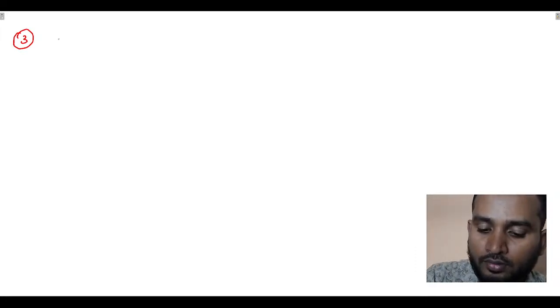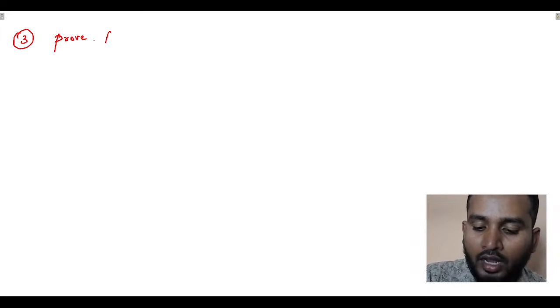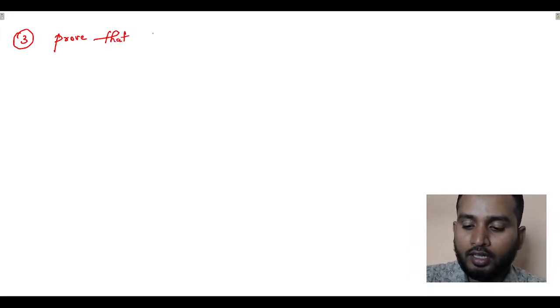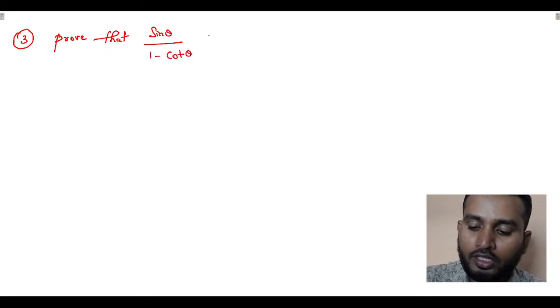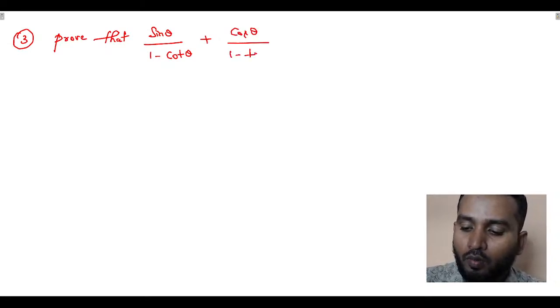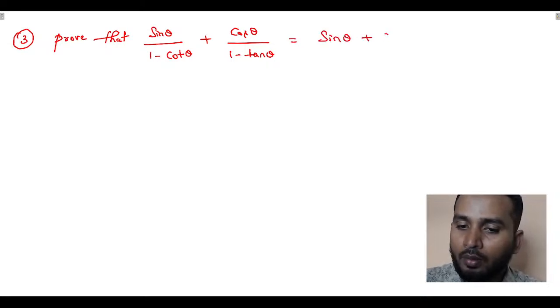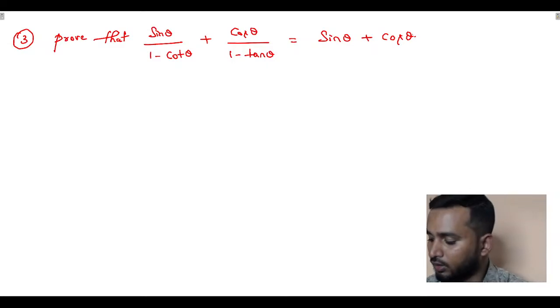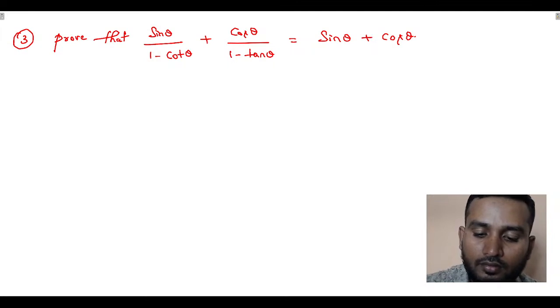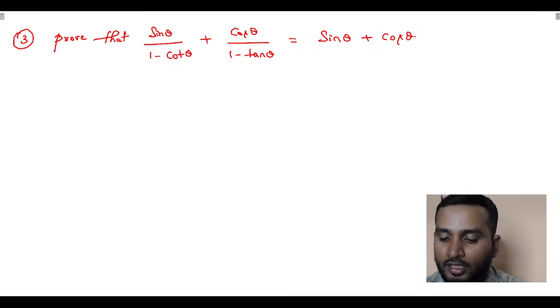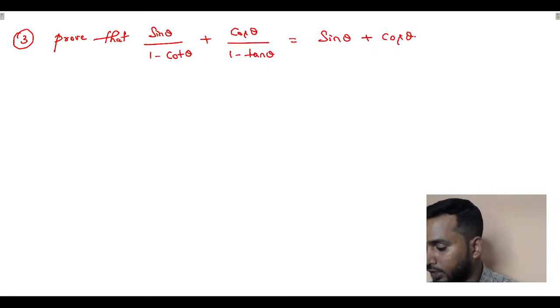Okay, next question. Prove that sin theta by 1 minus cot theta plus cos theta by 1 minus tan theta is equal to sin theta plus cos theta. Okay. Prove that sin theta by 1 minus cot theta plus cos theta by 1 minus tan theta is equal to sin theta plus cos theta.